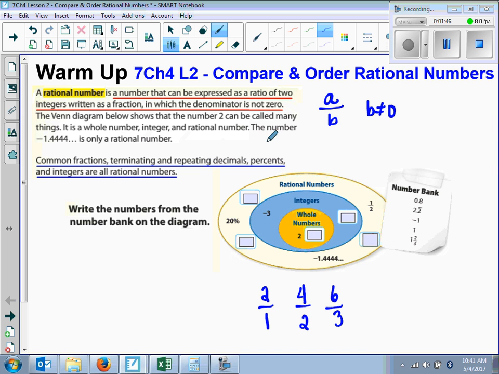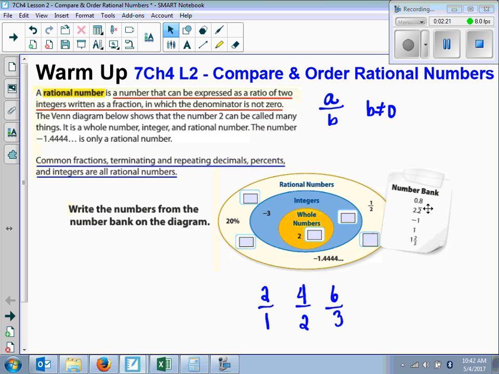It says here, the number negative 1.4 repeating is only a rational number. Here's a list of things that are considered rational numbers. Common fractions, terminating and repeating decimals, we can write those as fractions, so those are rational numbers. Percents and integers, those are all rational numbers. Is everybody clear? Okay, so we're going to write the numbers from the number bank here into the diagram.